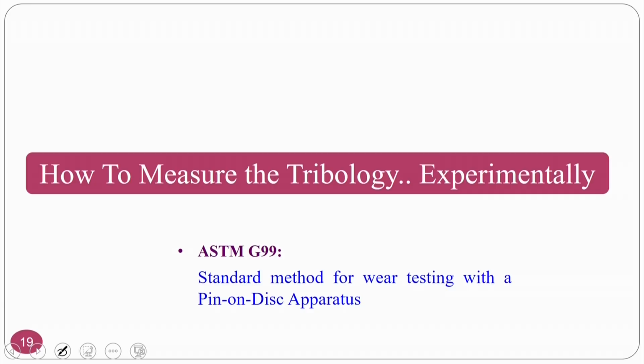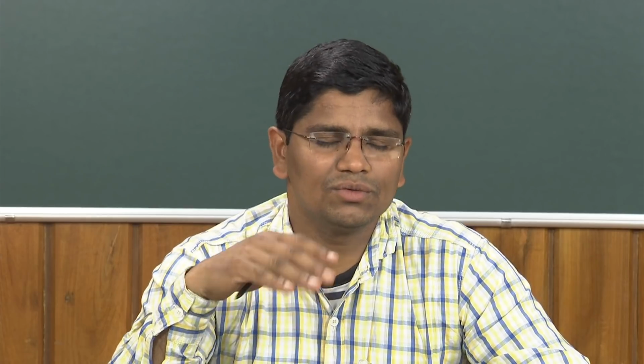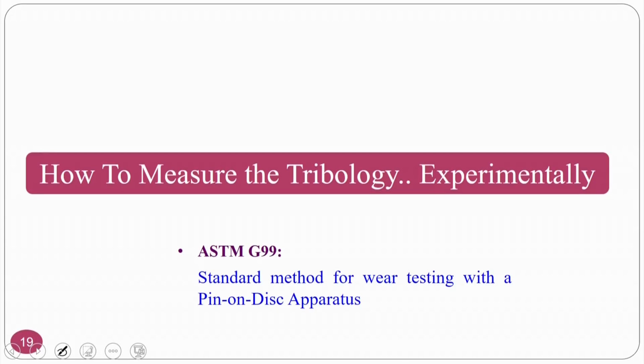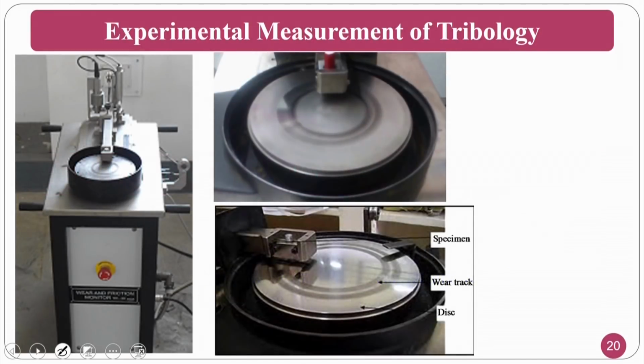So, now how to study these tribological aspects, the tribology of metal cutting, experimentally? Can we do some machining test, or how to do it? Okay. For that purpose there is one standard, ASTM G99. There are many standards, but I am just telling you about one standard method for wear testing with a pin on disc apparatus. This pin on disc apparatus is one of the tribometers.